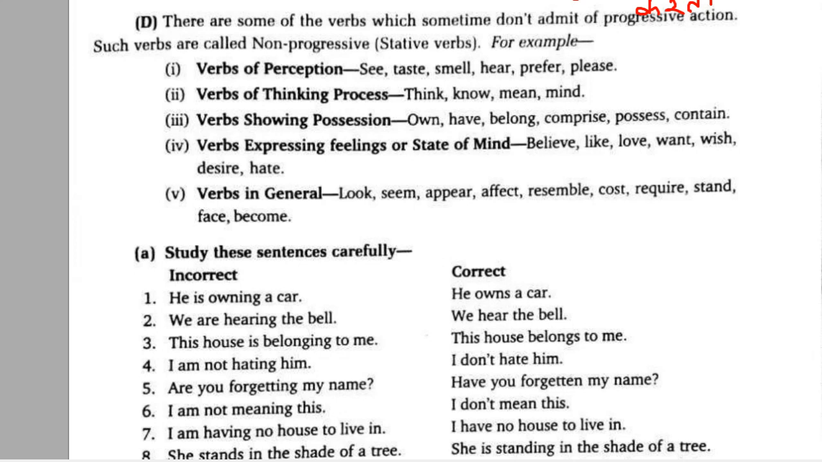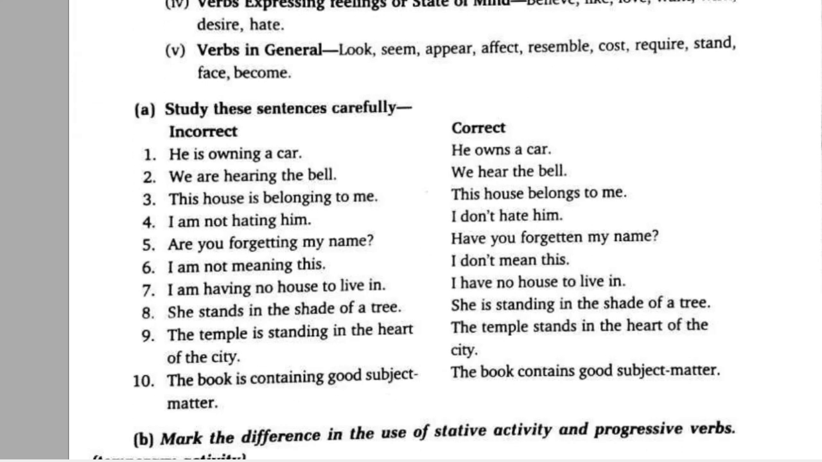Verbs in general: look, seem, appear, affect, resemble, post, require, stand, face, become. So study these sentences carefully. He is owning a car. Let's say, what's the meaning of that? He owns a car. We are hearing the bell. We hear the bell. This house is belonging to me. This house belongs to me. I'm not hating him. I don't hate him. Are you forgetting my name? Have you forgotten my name?